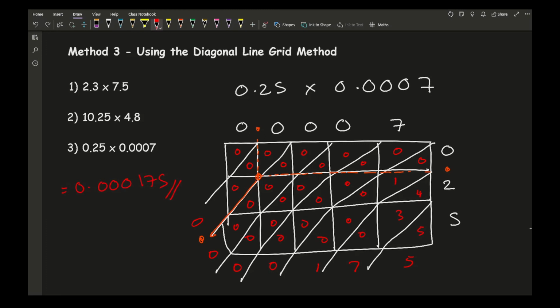So hopefully this has now made you a little bit more confident in multiplying with decimals, whether it's with whole numbers or decimals with decimals.